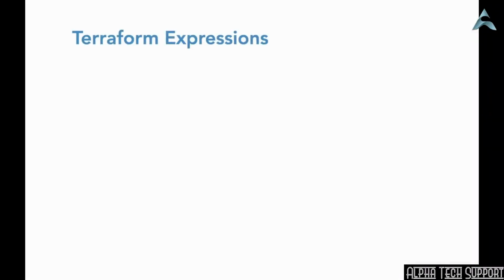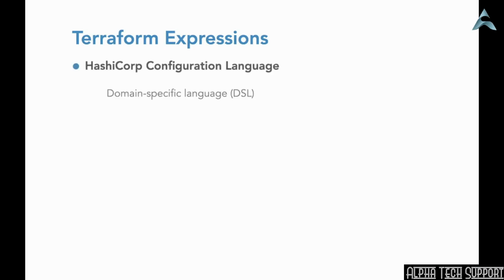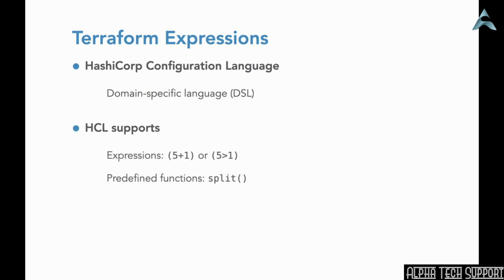Developing configurations in Terraform is similar to developing software. HashiCorp Configuration Language, which I'll call HCL from here on, is a domain-specific language, or DSL. DSLs are limited languages that share some, but not all of the features of a fully featured language like Java or C#. Fully featured languages support expressions and functions. HCL supports expressions and a library of predefined functions.